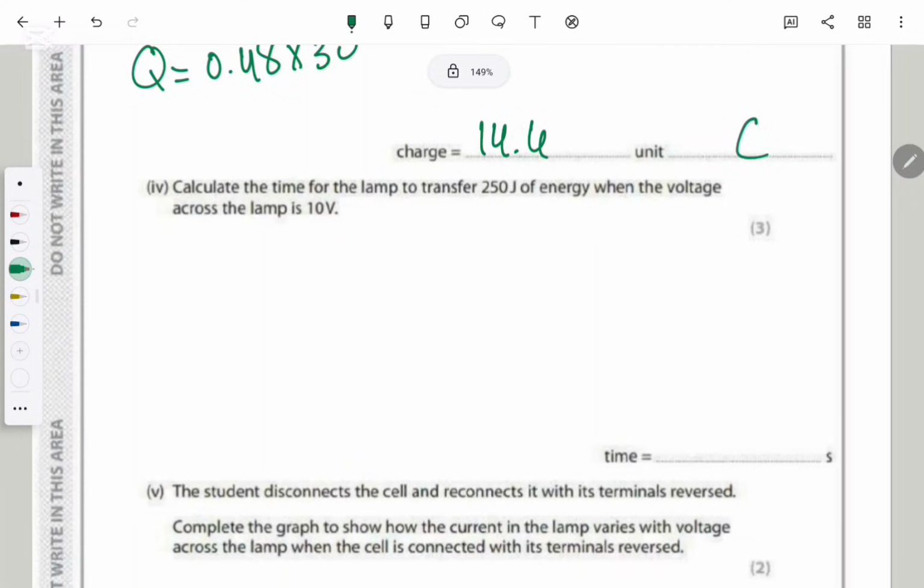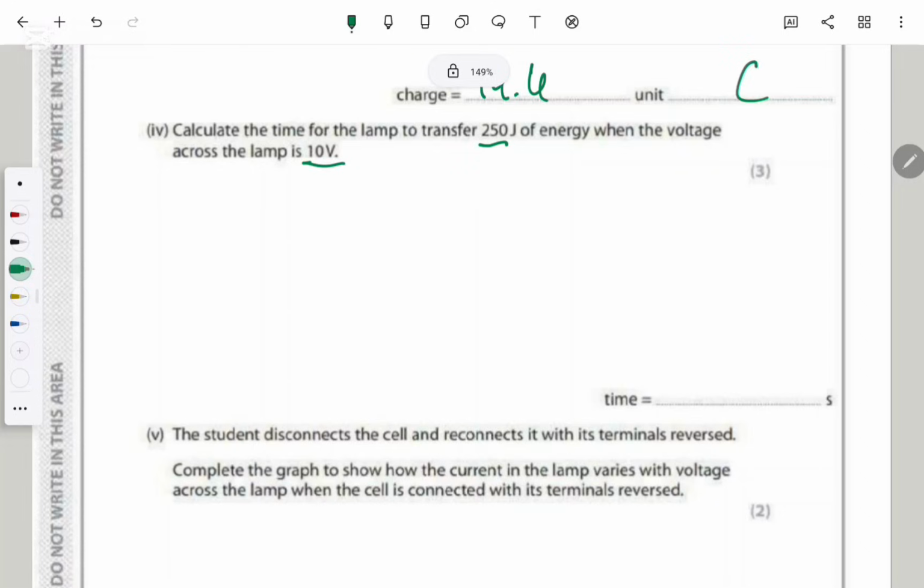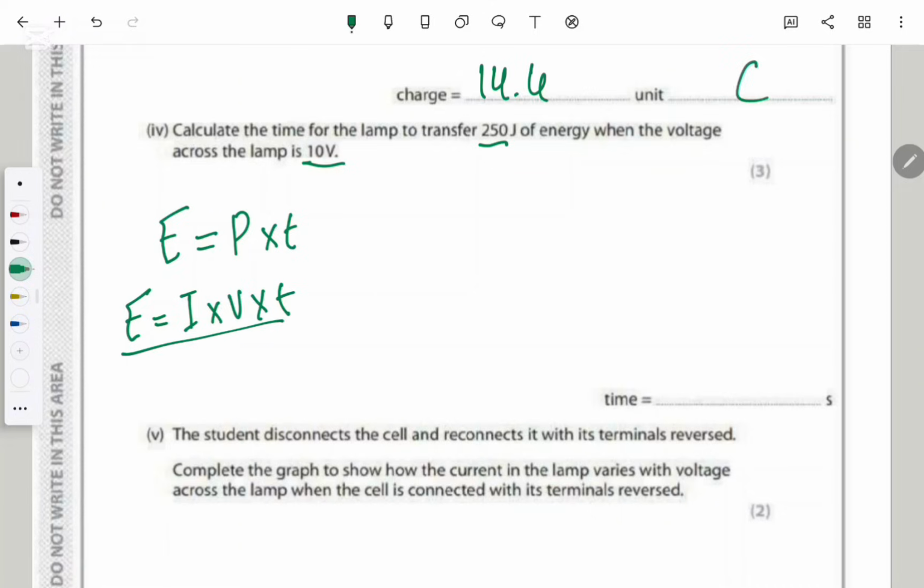Okay, calculate the time for the lamp to transfer 250 joules of energy when the voltage across the lamp is 10 volts. Since it's about energy, we're going to use the formula of energy. The formula says energy equals power multiplied by time, or there is the shortcut one, which is energy equals current times voltage times time. This one is easier to use in such questions. So we can go straight up and use this one right here.